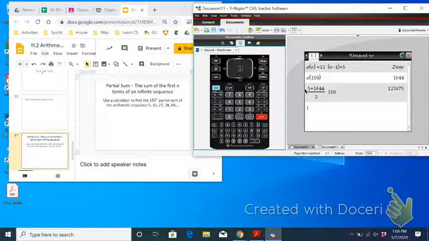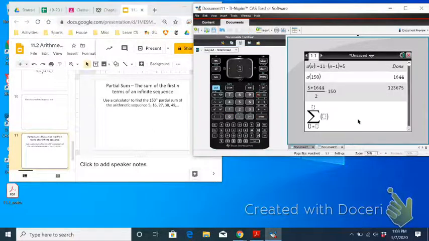You could also do summation notation, from the first term to the 150th term, and then put the nth term formula here, which we already defined, so we don't have to type this part in again, and we get the same answer. You should know how to do this both ways, but that's just some calculator work there.